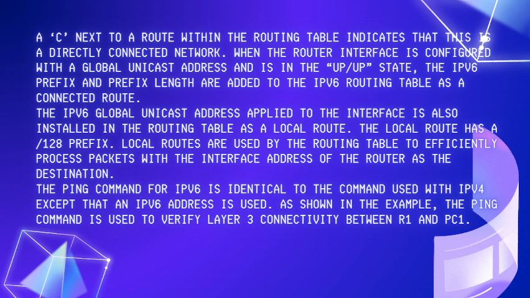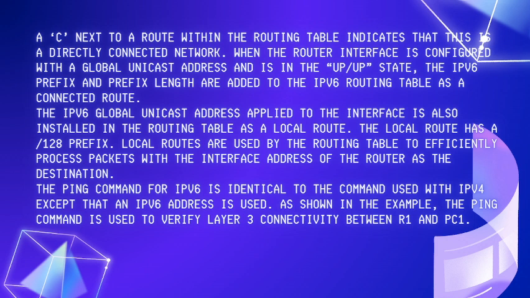When the router interface is configured with a global unicast address and is in the up/up state, the IPv6 prefix and prefix length are added to the IPv6 routing table as a connected route. The IPv6 global unicast address applied to the interface is also installed in the routing table as a local route. The local route has a /128 prefix. Local routes are used by the routing table to efficiently process packets with the interface address of the router as the destination.